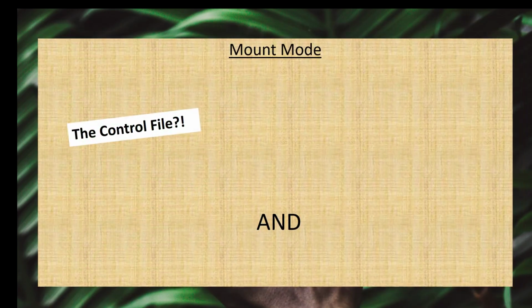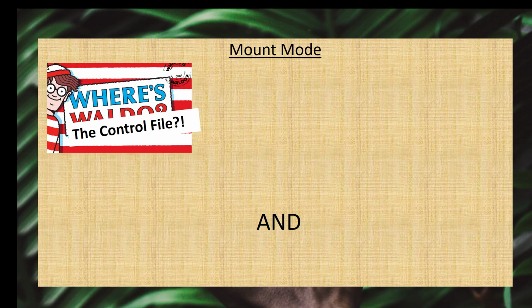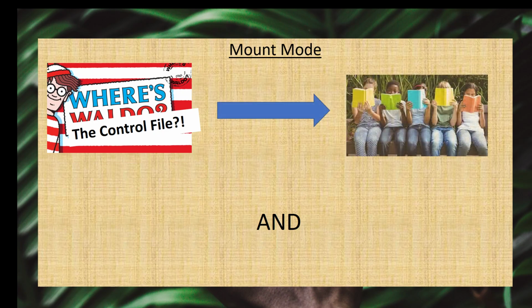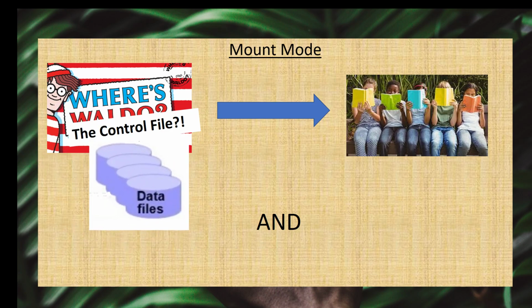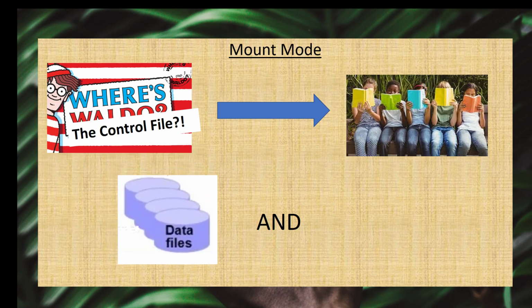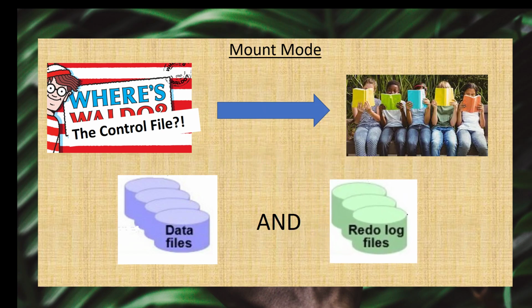In mount mode, at this stage, the instance looks at the database and says, hey, where are your control files? Finds them and reads them for their status and location and then opens them. The Oracle instance then reads the database control files to retrieve the names and the status of the other database physical structures, which are the data files and the online redo log files.